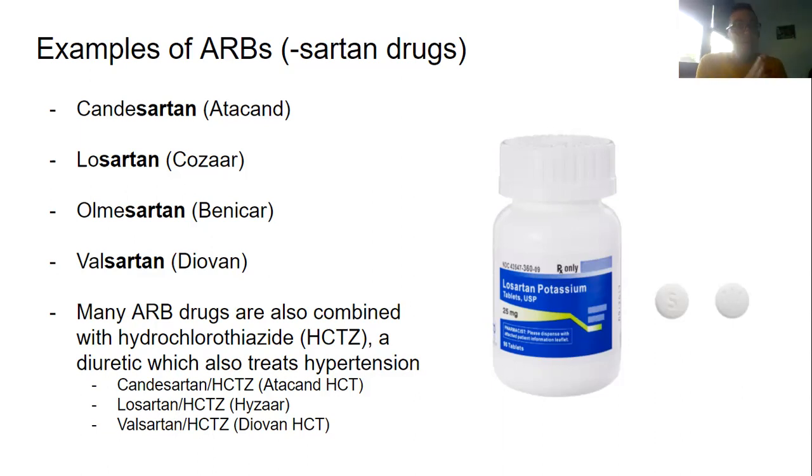Anyway, we have candesartan, otherwise known as Atacand. We have losartan, Cozaar, olmesartan, Benicar, and valsartan, which is Diovan. Many ARB drugs are also combined with hydrochlorothiazide. You'll recognize that drug from earlier. And hydrochlorothiazide is often abbreviated to HCTZ because it's a very long and difficult to read and pronounce word. But hydrochlorothiazide is a diuretic, which also treats hypertension.